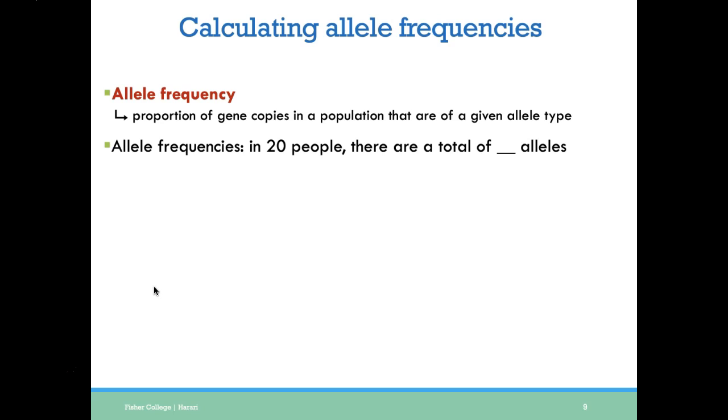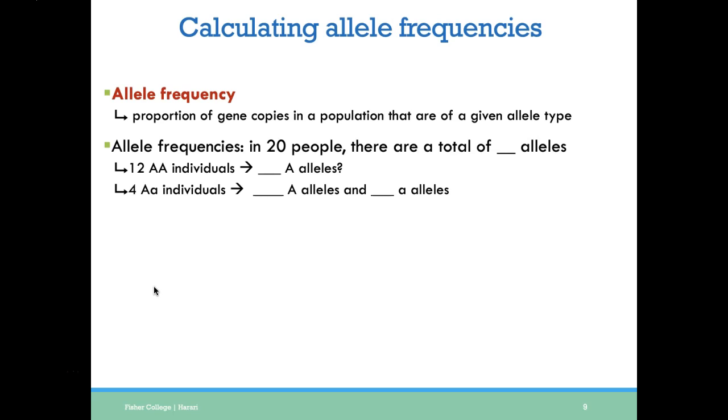So in 20 people, how many alleles will there be total? There'll be 40. So if I wanted to look at the 12 big A, big A individuals, how many big A alleles will they have? They're going to have 24 total. And those 4 heterozygotes, how many big A alleles will they have, and how many little a alleles will they have in total? So they'll have 4 big A and 4 little a. And those 4 little a individuals will have how many little a alleles? Right, it should be 8.